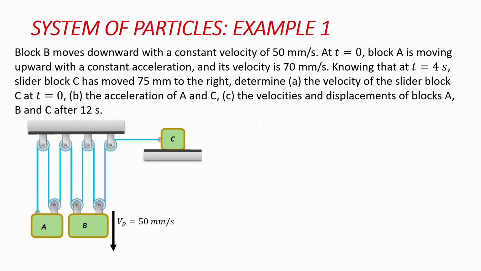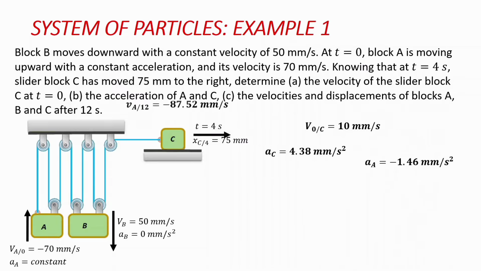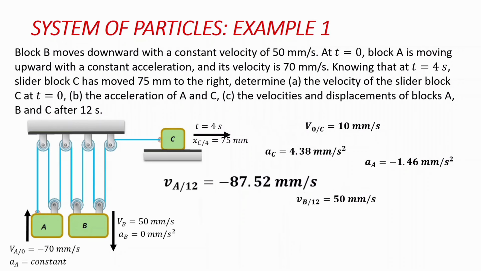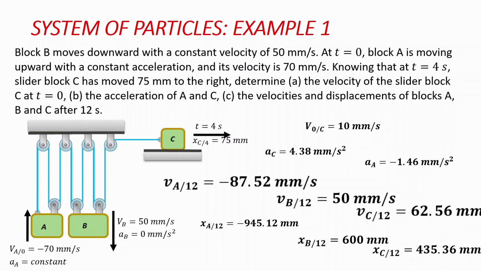Let's not forget, we were given certain variables for particle B, that's block B. We were given some also for block A, and some for block C. And we used our basic equations first and foremost to estimate the velocity of particle C. Then we found the acceleration of block C and that of block A. Then after that, we estimated the velocities for the different blocks, that's block A, block B, and block C. And finally, we estimated the displacement for block A, block B, and block C.